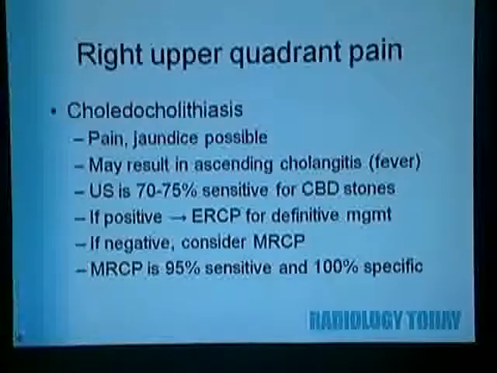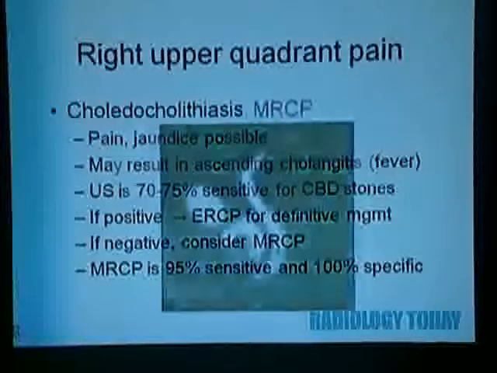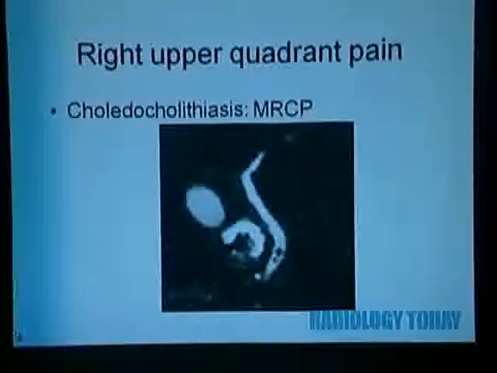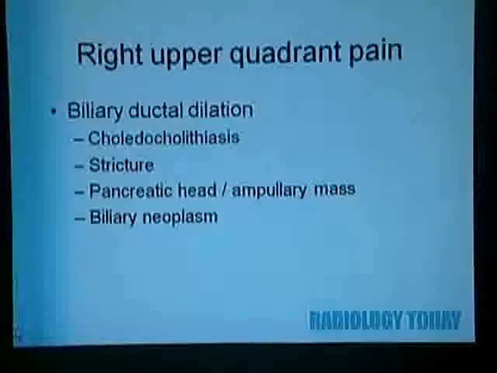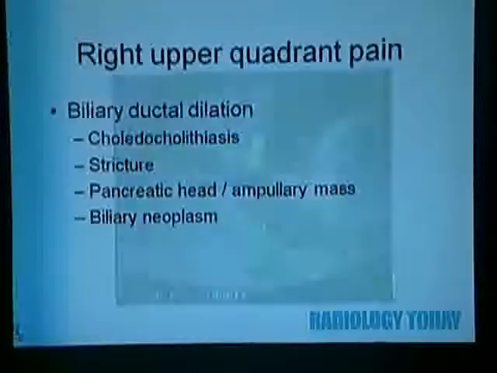But if the ultrasound is negative, then the next step is often an MRCP. MRCP is 95% sensitive and 100% specific. Here's an MRCP, again done without contrast, which demonstrates choledocholithiasis. Other etiologies for biliary ductal dilation include strictures, pancreatic head masses, and biliary neoplasms.